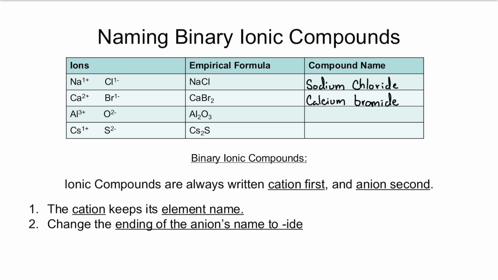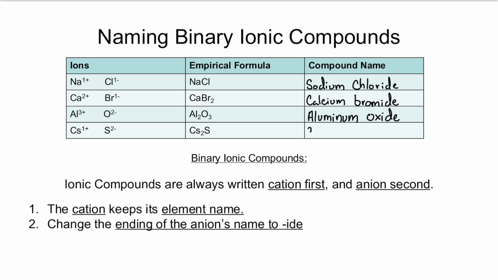Pause the video for a second and see if you can write the names for the next two binary ionic compounds on your own. All right, Al2O3. Al is aluminum. It keeps its name. O is oxygen. We're going to change the ending to IDE and make it oxide.